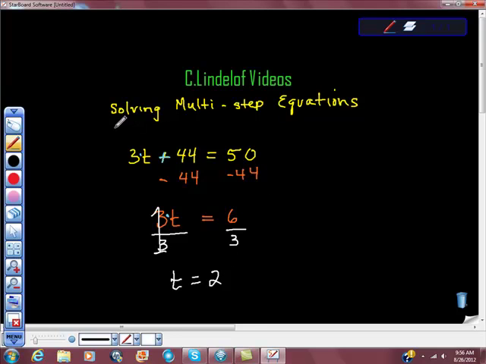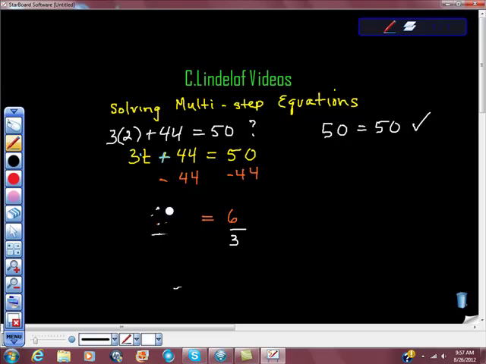Let's go back and check our math. We said t is equal to 2. So 3 times 2 plus 44 is equal to 50? I think that it is. 3 times 2 is equal to 6. 6 plus 44 is equal to 50. And 50 is equal to 50. So we give ourselves a check mark there. That worked, didn't it? Okay, let's try one more really quickly and see if we can do that one.